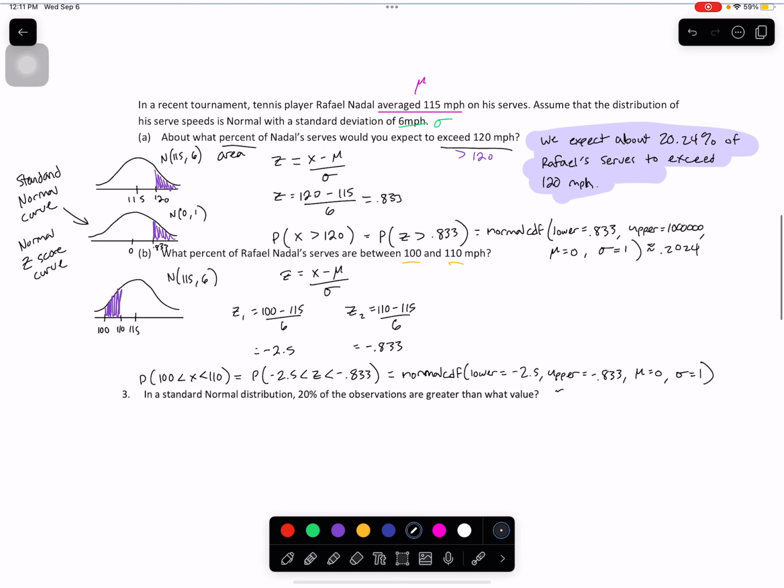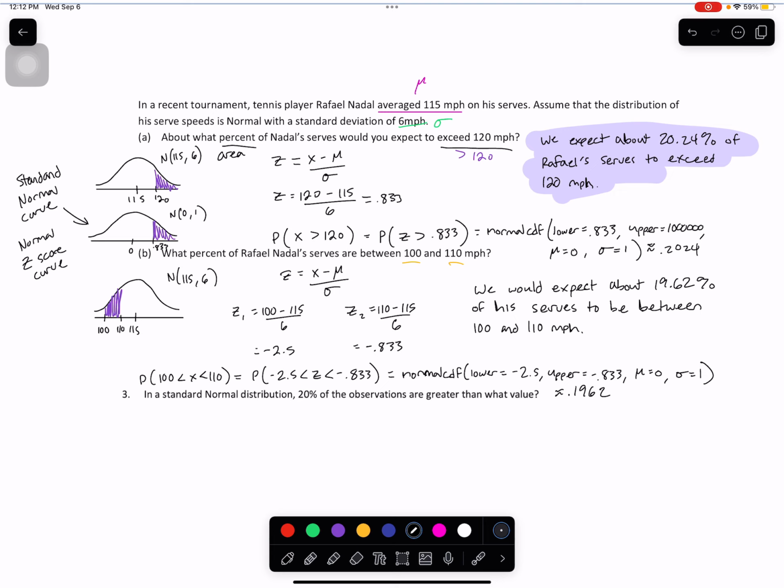And so when we put this in the calculator, we get 0.1962. So we would say we would expect about 19.62% of his serves to be between, and always include units if there are any, 100 and 110 miles per hour. So we answered the question.